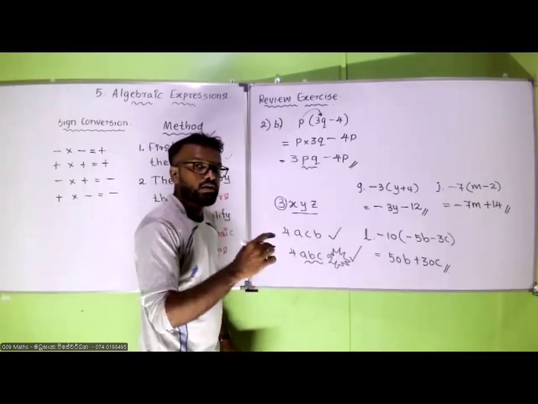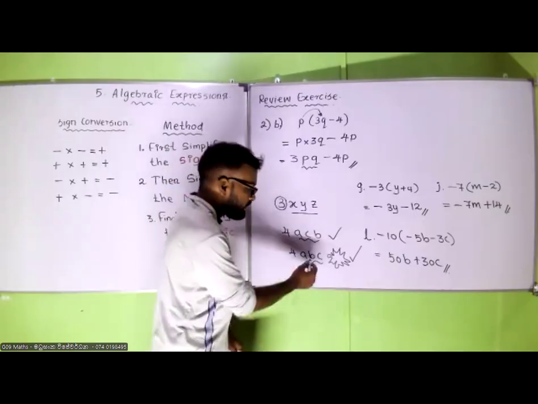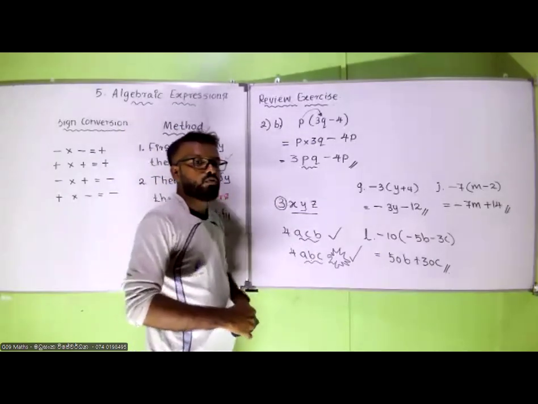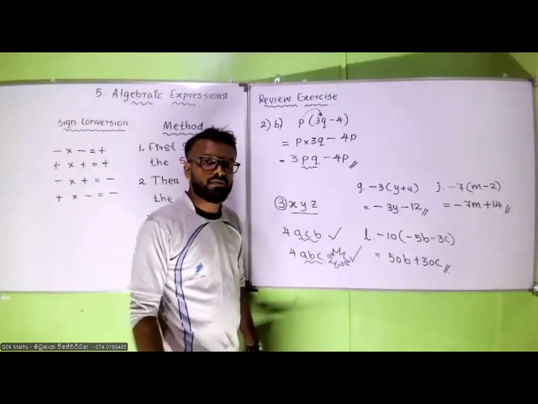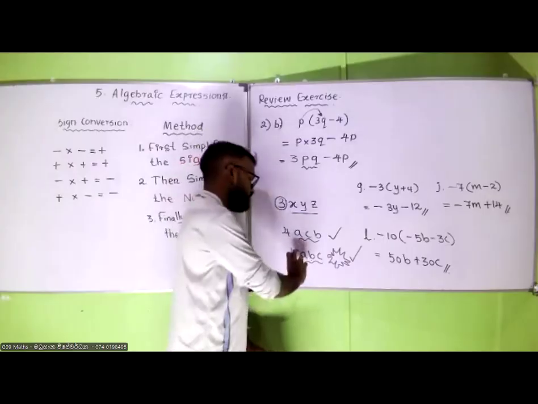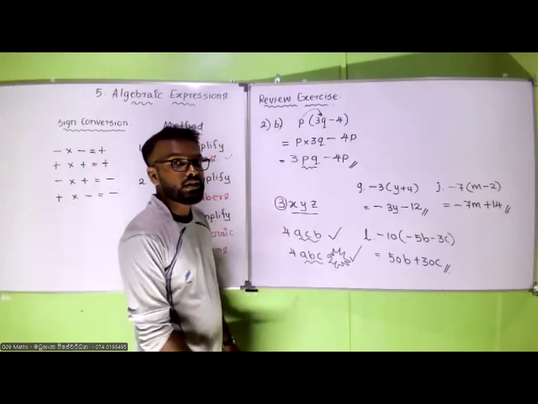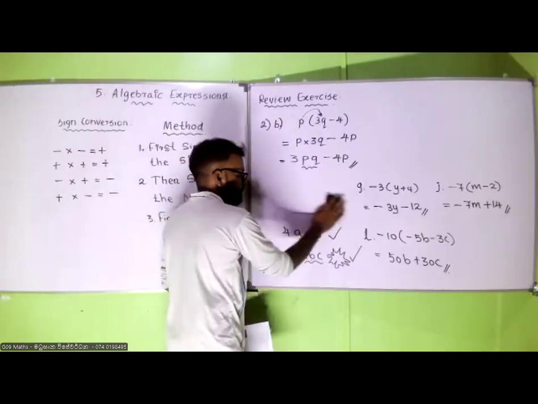Instead of keeping it as ACB, this is the mathematical standard. When you are going to do your O-levels and A-levels, after that campus life, universities, this is the standard. Numbers first and alphabetical order the algebraic terms. Keep that in your mind. So please write this one.